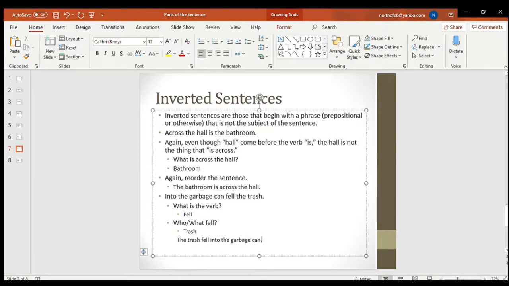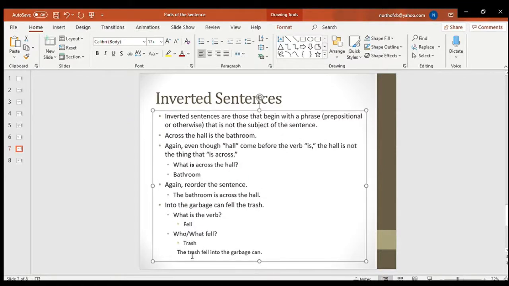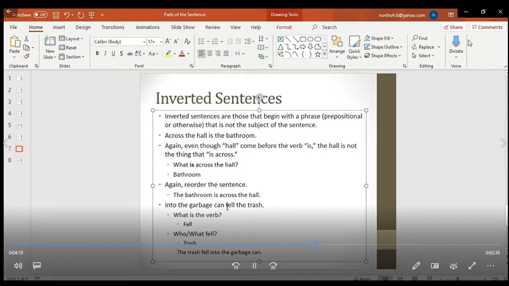And just remember, what thing fell? The trash, not the garbage can. That's your subject. Find your verb. Ask yourself who or what did that verb, and that is where your subject is, okay? It doesn't matter where it is in the sentence. The question is, who did it, okay? That's your question. Who did it?